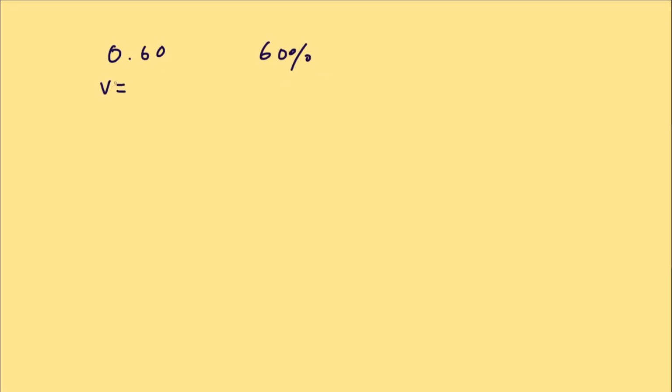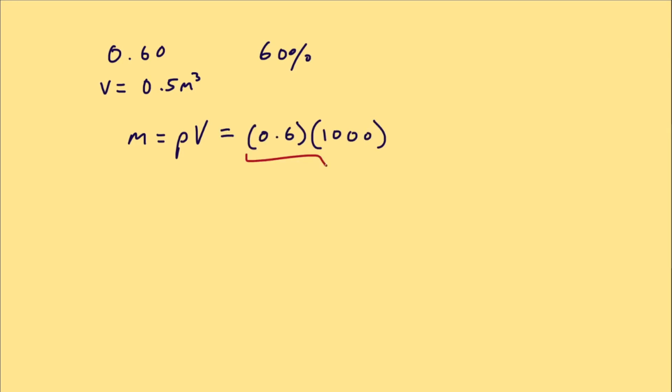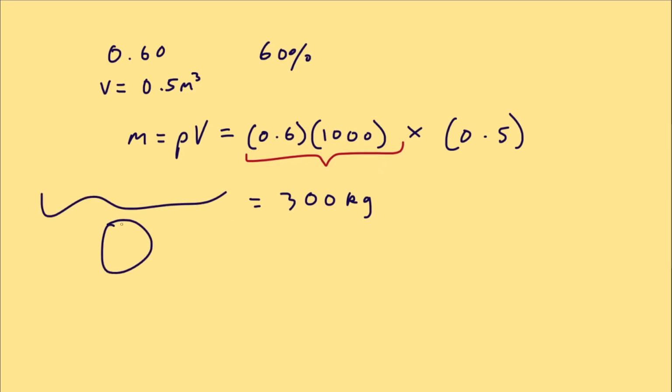The volume of this ball is 0.5, and the mass can be found with the formula density times volume, which is 0.6 times 1000, which is the density, times 0.5, which is the volume. This is a 300 kilo ball. If the entire ball is submerged underwater, then the water it displaces is half a cubic meter, since that's how much space it takes up.